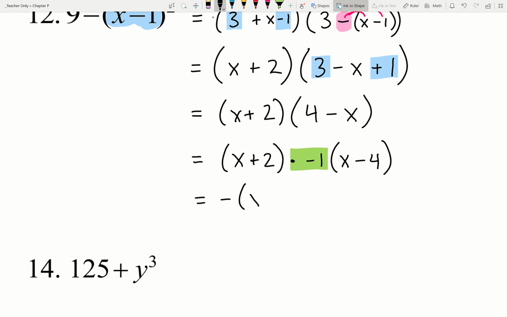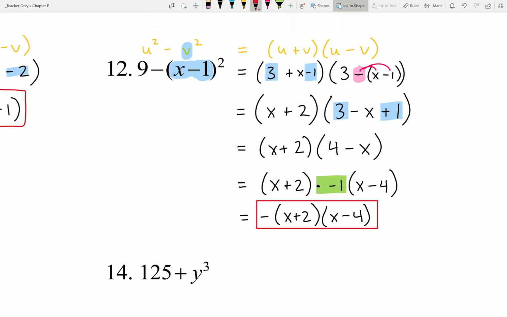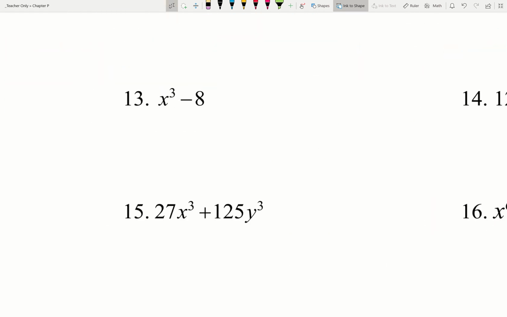I might have negative x plus 2 times x minus 4, and that looks a lot cleaner than what we had in the previous lines there, okay? Be on the lookout when playing the role of u or v is going to be a binomial, okay? So some special things are going to happen whenever we apply our forms in these cases.